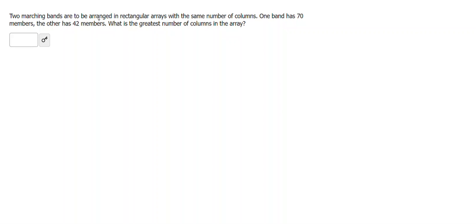So the two marching bands having the same number of columns is a key part of this. If you picture what's happening, you've got these columns of people. This would be like one column, and another column, and another column. And it's saying the number of columns is the same for the larger band and for the smaller band. Okay, so what does that mean?